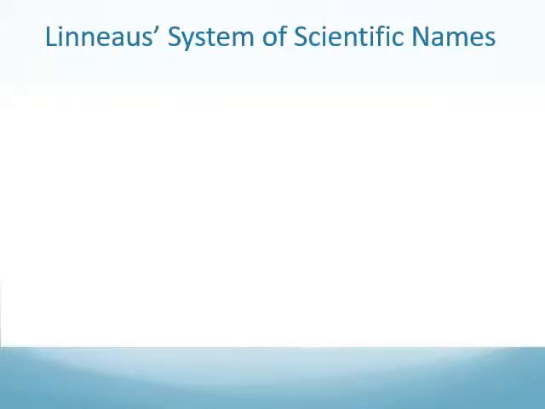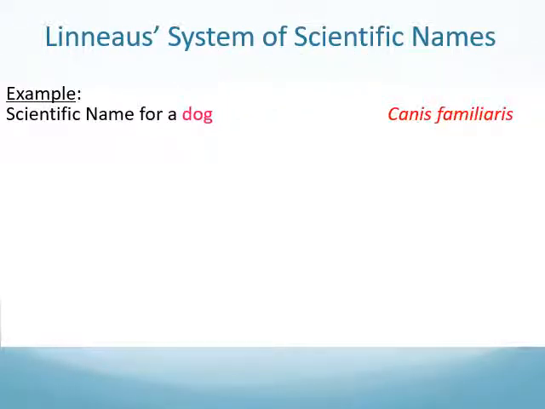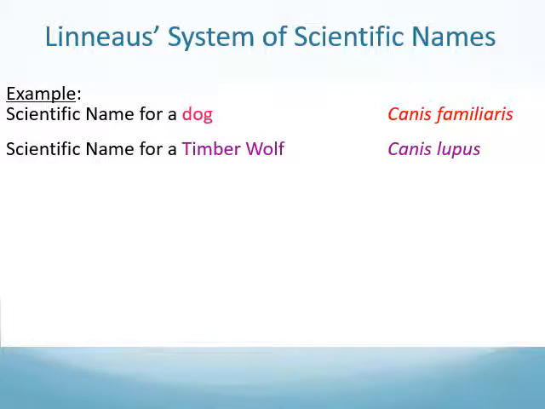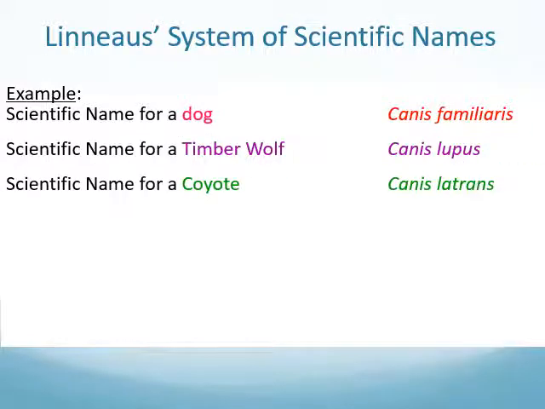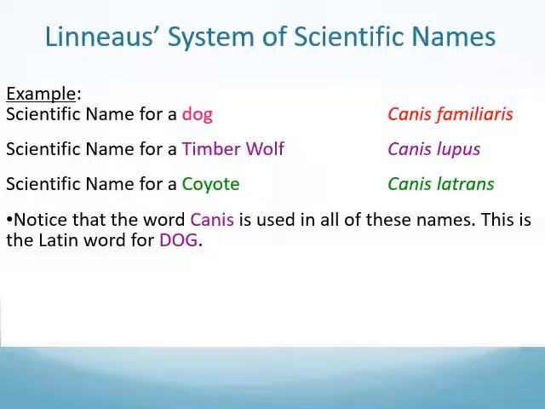So Linnaeus' system of scientific names, we have some examples, and let's go through them to distinguish the difference. For a dog, it is Canis familiaris. Okay, for a timber wolf, it is Canis lupus. For a coyote, it is Canis latrans. Notice the word canis is used in all of these names.